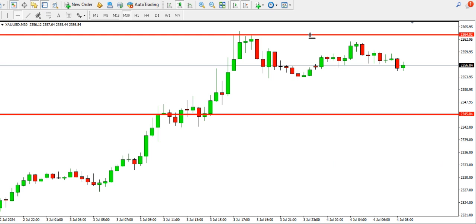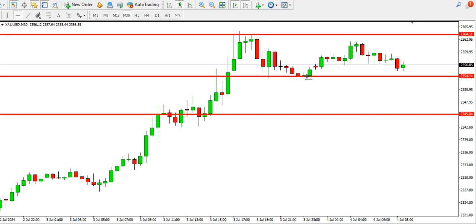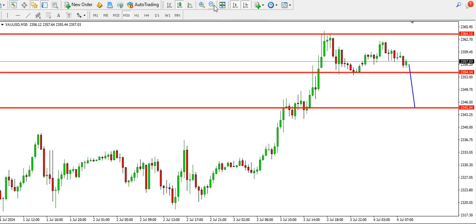Now the range top is at 2364 and the range bottom is at 2354. Whatever happens, we might either see a double top for price to drop to the 2345 level, or we might see a break above 2364.